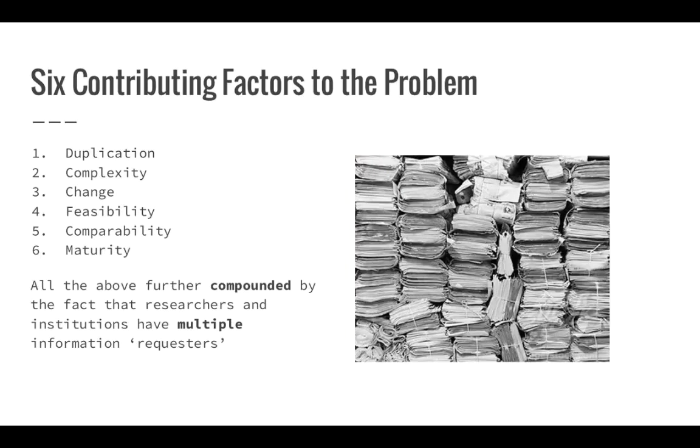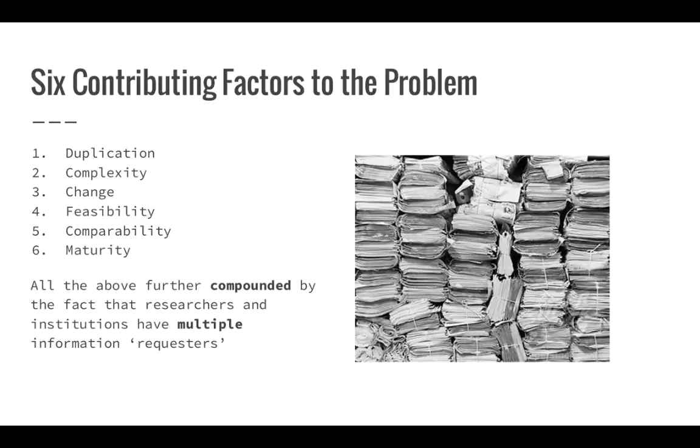You'll see the 6 contributing factors that sort of rule what it is that we try to pay attention to, certain things like duplication of information requirements and complexity and frequency of change and feasibility, all very much affect the paperwork issue on researchers who have to supply the majority of this information for information requesters for regular administrative processes. And comparability and maturity are also important in terms of the quality of information, the challenges around quality of information, and less so in terms of paperwork.